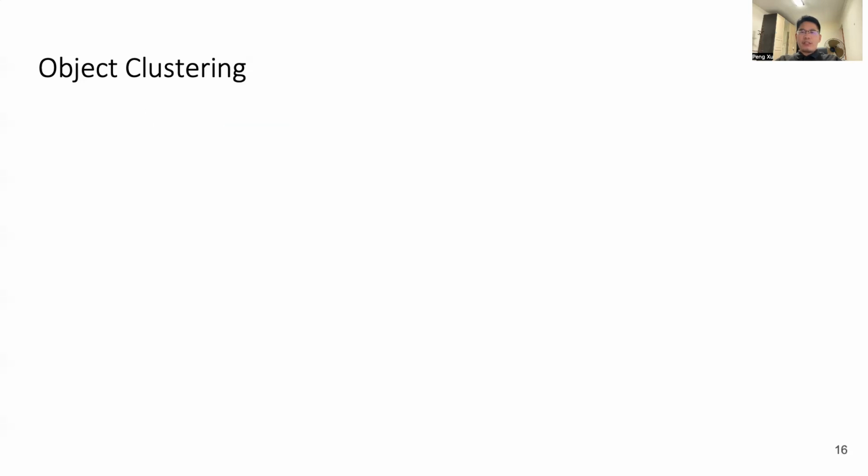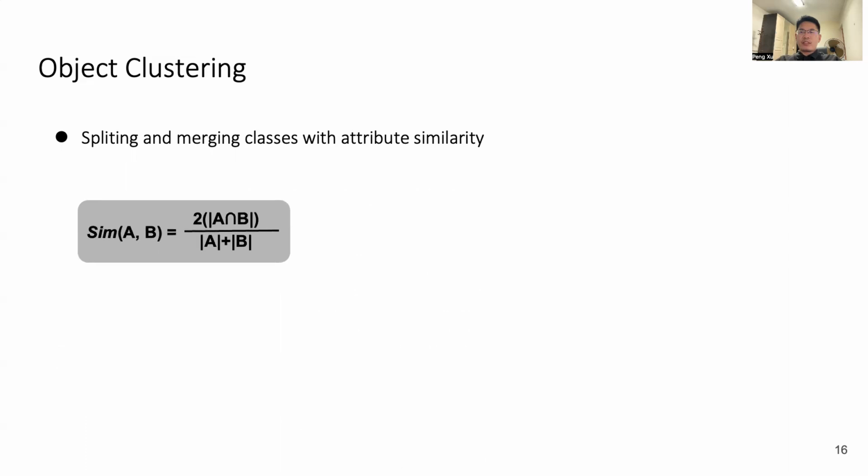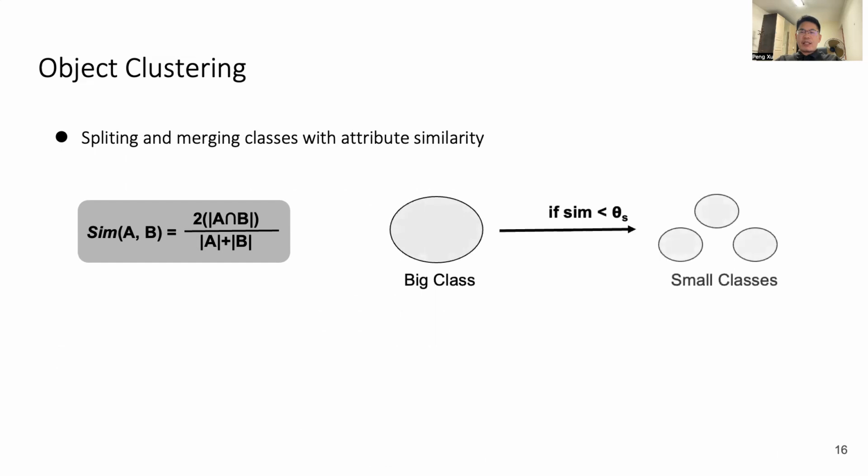However, in some corner cases, clustering objects by their name may not be correct. To get fine-grained object classes, we split and merge object classes with their attribute similarity. Specifically, we use that formula to calculate the similarity between object classes. If the similarity is less than the threshold value, we split a big class into several small ones. If the similarity is greater than the threshold value, we merge these small classes into a bigger one. Through these 2 steps, we finally get fine-grained object classes.